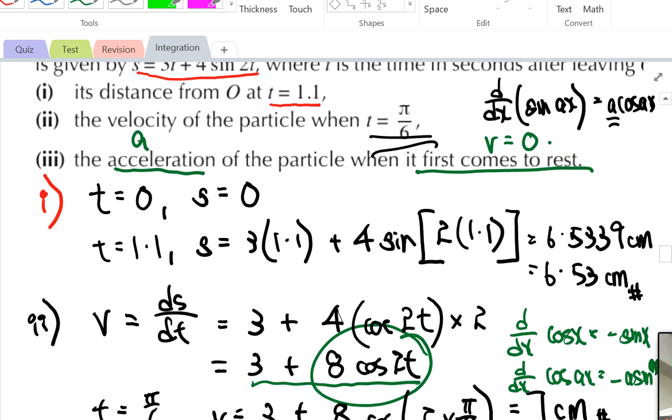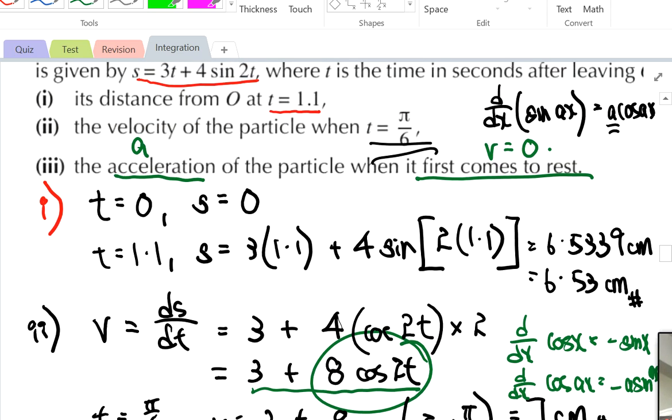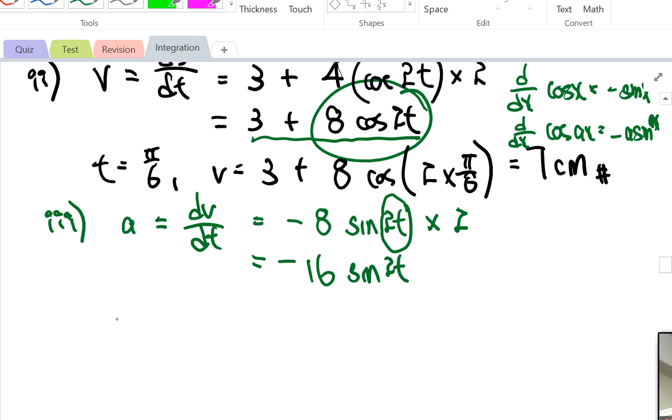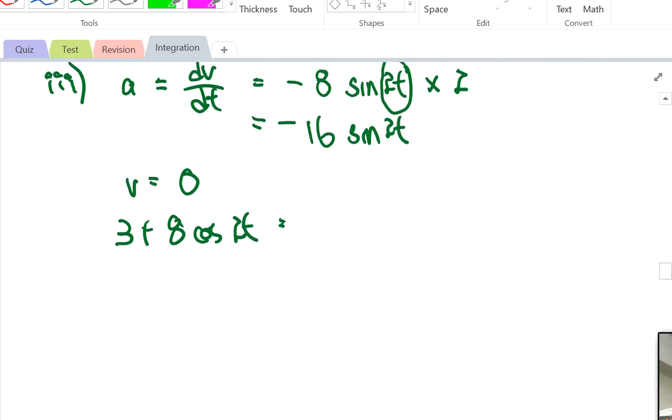No. Remember, Hughie helped us. V is equal to 0. So what is the value of V is equal to 0? So I need to solve for V is equal to 0. 3 plus 8 cosine 2t. This is something you have learned previously. I'll scroll up again. How do we find the value of t over here? What is the trick? Make it a single trigo term.